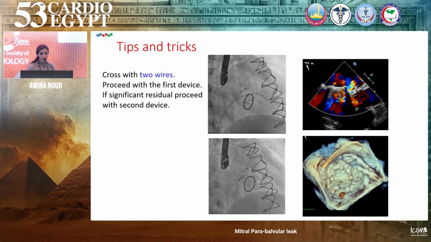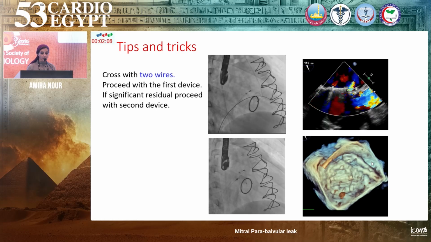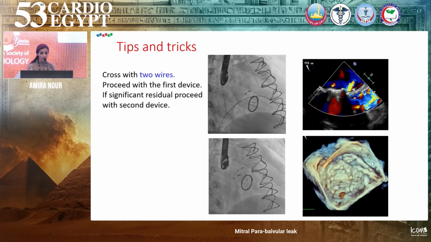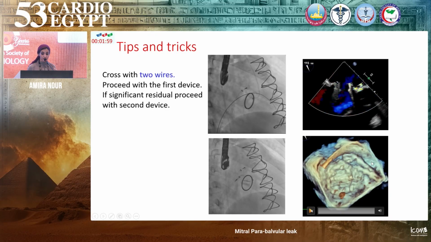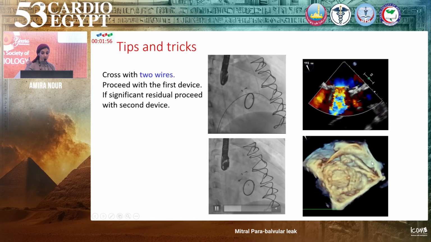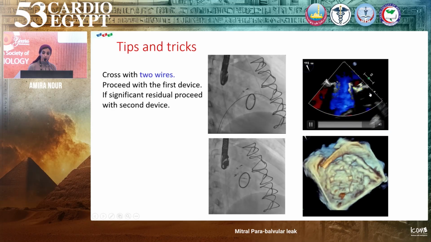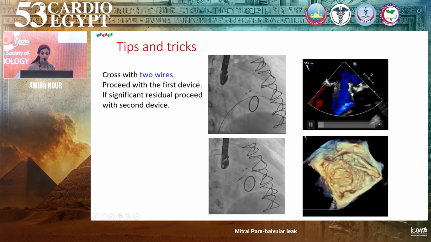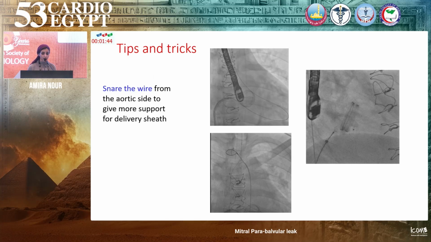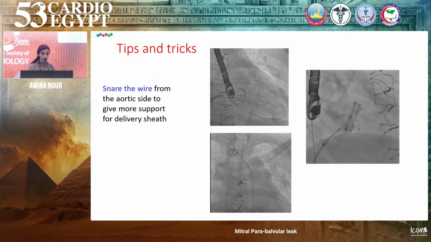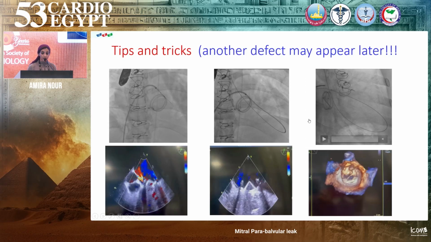So some tips and tricks, as I said: if you have a large defect and you want to use two delivery systems, go with a large 12 French sheath from the start. And whenever you suspect that this defect might need two devices, you might close the first with the first device and keep your wire inside. Here we can see that this patient still had a moderate paravalvular leak despite closure with the first device, so we proceeded with the second device. The second tip and trick is that you can snare the wire from the aorta to give more support for your delivery system.